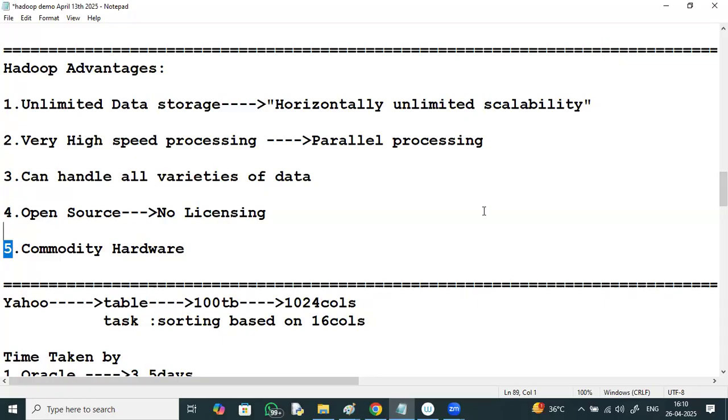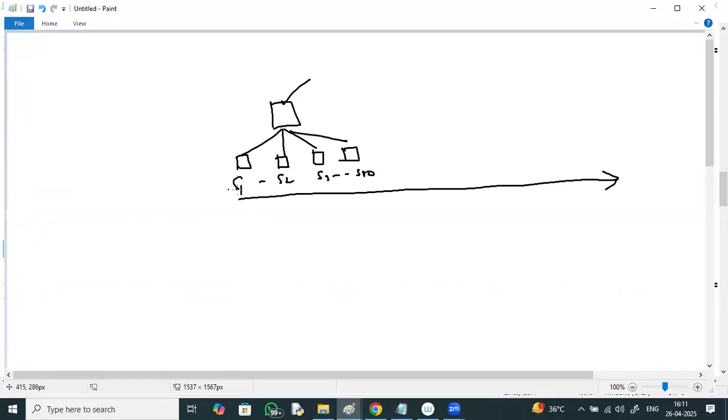Vertical scaling is not possible; you won't get that much scalability. With horizontal scaling, you can put in one more master and slaves. Only horizontal scaling makes it highly scalable. You can keep on adding horizontally: S1, S2, S3, S4, S10, S20, S100, 50,000. In this way, it keeps on going. We call it commissioning and decommissioning. Commissioning means adding slaves, decommissioning means removing slaves.